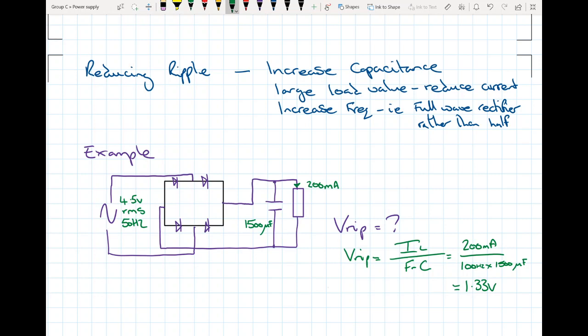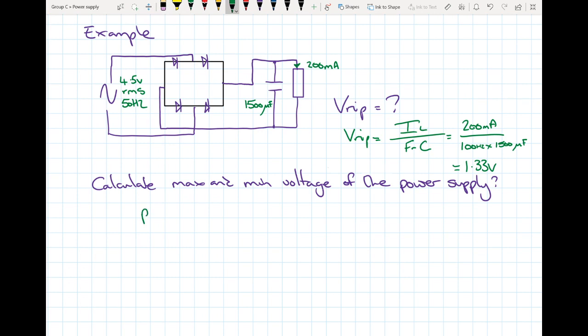Okay. So let's have a look at what our maximum and minimum output voltage is now that we know what our ripple voltage is. We need to go back and look at converting our RMS to peak. So first of all, we need to work out the peak voltage from our source, or it might be from our transformers, but in this case it's just our source. So we've got 4.5 volts times by root 2 equals 6.36 volts.